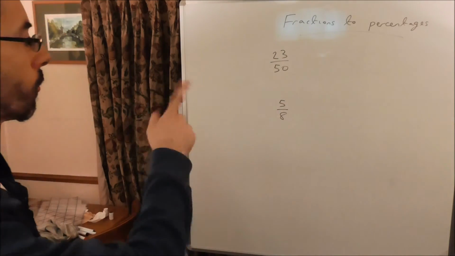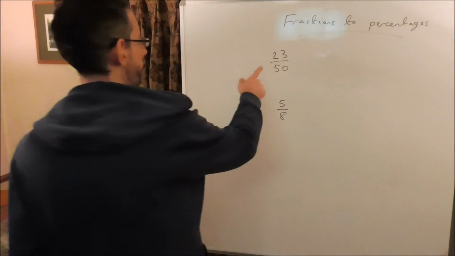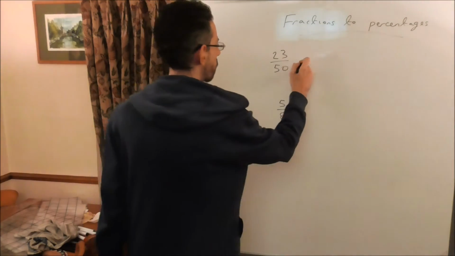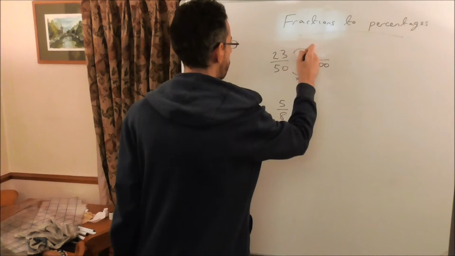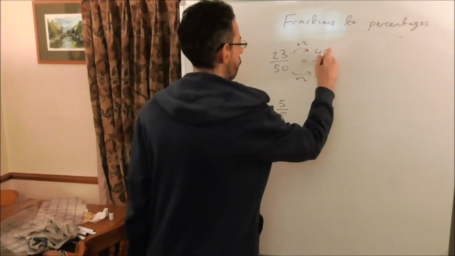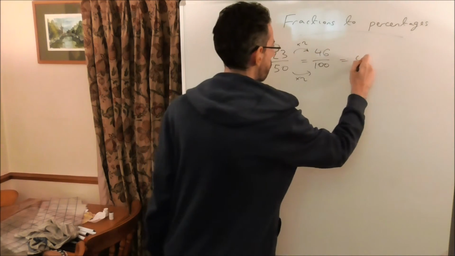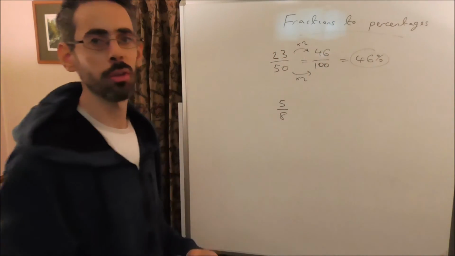So can we change any of these fractions to fractions out of 100? Well, the top one definitely, because 50 goes into 100. We can just double the top and the bottom to get it to a fraction out of 100. So this was the first method I showed you, and you get 46 over 100, which is 46%. So always try and do this method if you can, it's the quickest method.